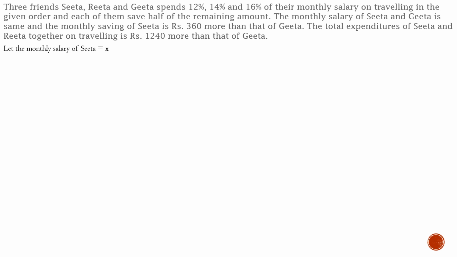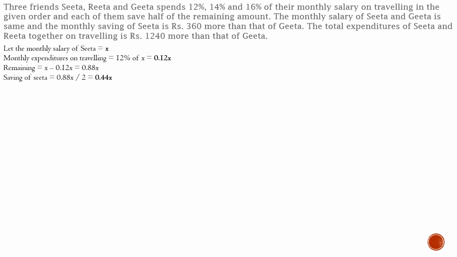Okay. So let us take the monthly salary of Sita as X. Now it is given that she spent 12% on traveling. So the monthly expenditure on traveling will be 12% of X, that is 0.12X. This is the traveling amount spent by Sita. So the remaining amount will be X minus 0.12X, that is 0.88X. So how much she saved? That is half of the remaining. So half of 0.88X will be 0.88 divided by 2, that is 0.44X.